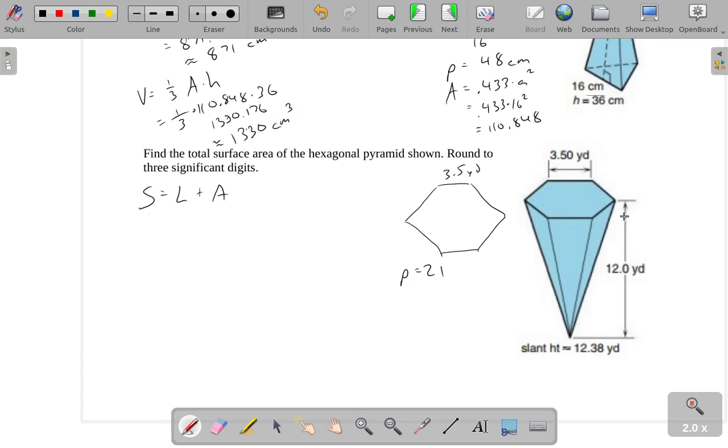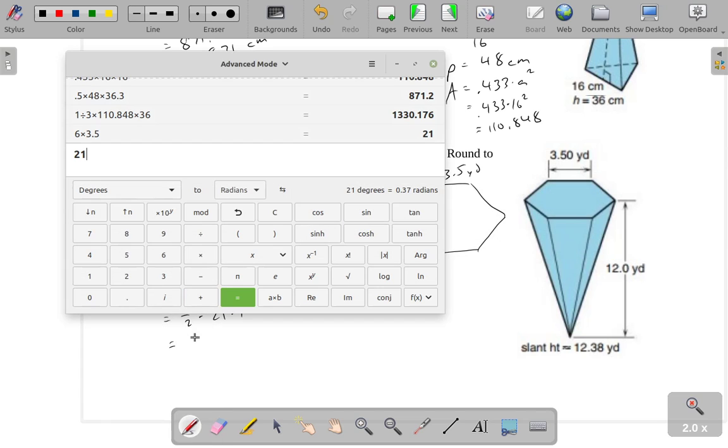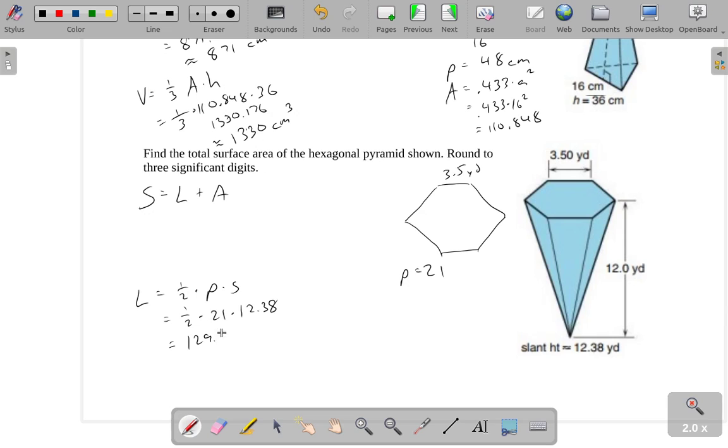The slant height, so for the total surface area, I'm going to need my lateral surface area, so let me take a moment and figure that out. The lateral surface area is 1/2 times the perimeter times the slant height. So 1/2 times, I already figured out the perimeter of my base, that's 21. The slant height, it looks like it says right here, is 12.38 approximately. And so this will give me 0.5 times 21 times 12.38, which is 129.99. So that's my lateral surface area.